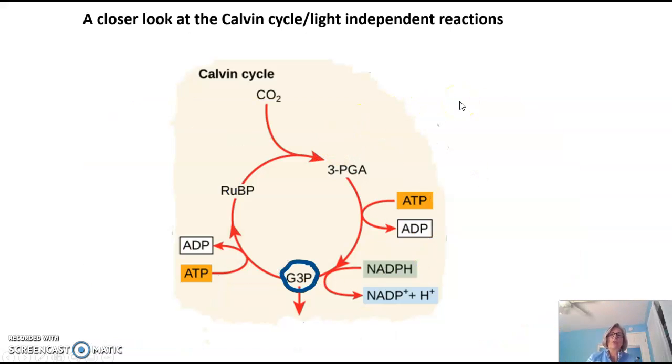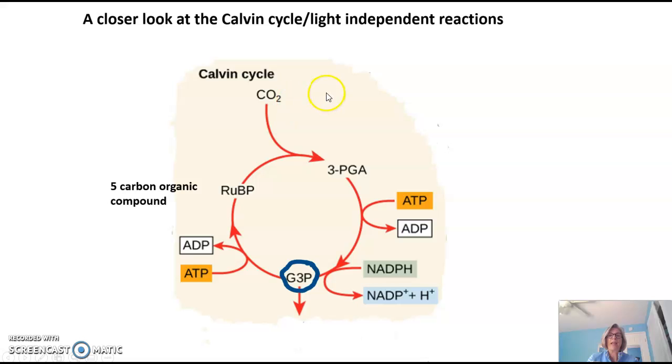So let's take a closer look at the Calvin cycle or light-independent reactions. I'm going to start with this molecule here. It's called ribulose bisphosphate, and it's abbreviated RuBP. You really only need to know the abbreviated term. It is a 5-carbon organic compound.